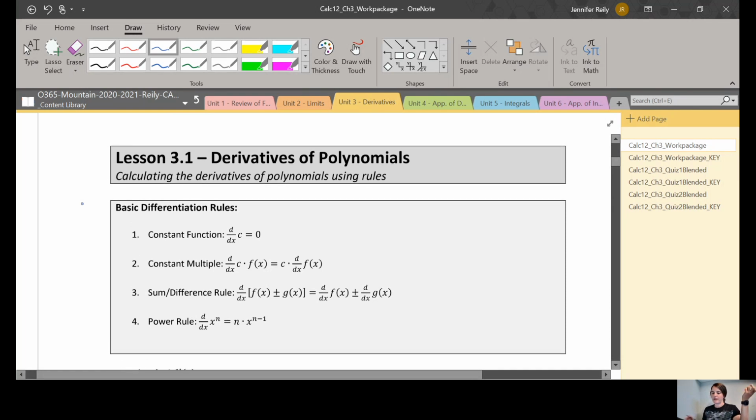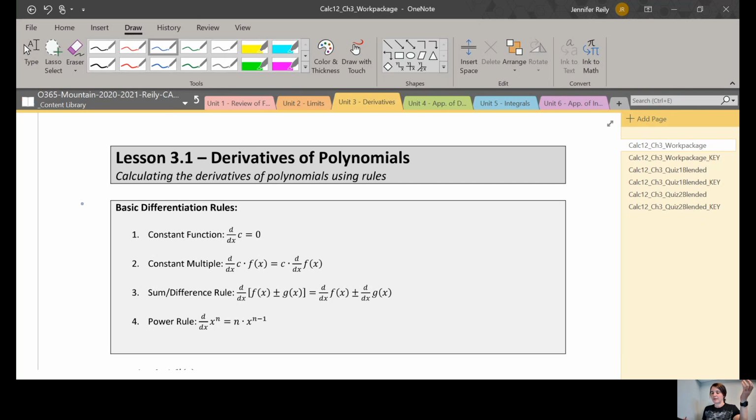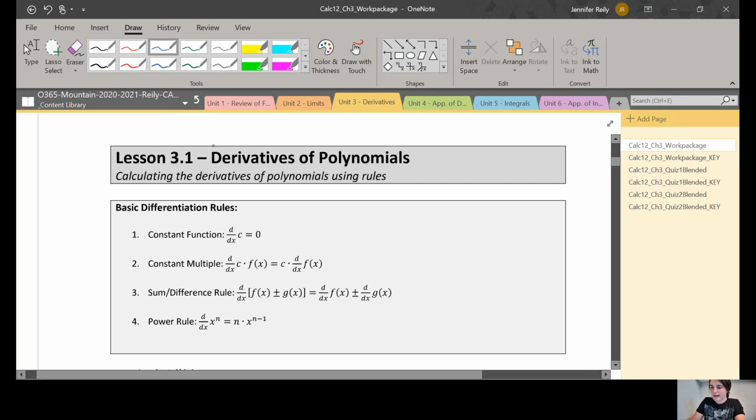So whereas a derivative before might have taken you a couple minutes to solve, now it's going to take you a couple seconds, which is great. Just a little reminder, derivatives are the slope of the tangent line to a function at a particular point. Derivative equals slope of tangent line.